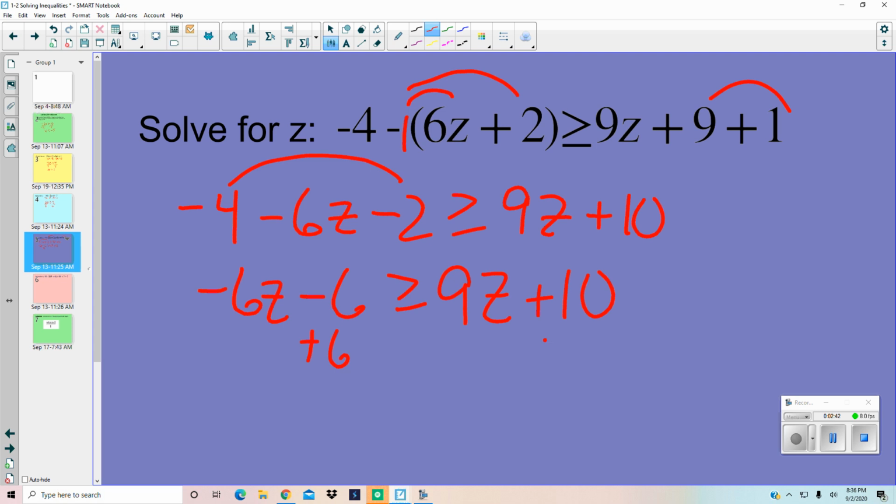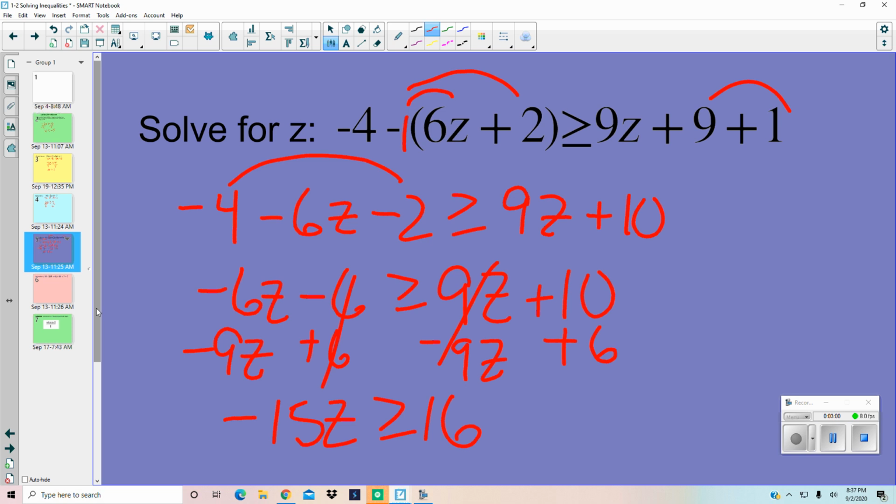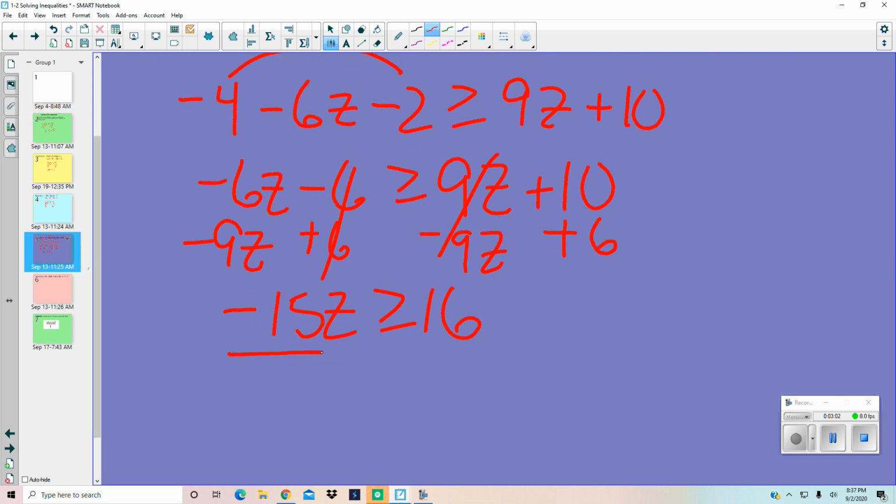Add 6 to the constant on the right side and subtract 9z from the negative 6z on the left side. So this is gone and this is gone. So I have negative 15z is greater than or equal to 16. Now here's where I'm dividing by a negative. Divide by negative 15, divide by negative 15. My solution then has to be less than or equal to negative 16 over 15.